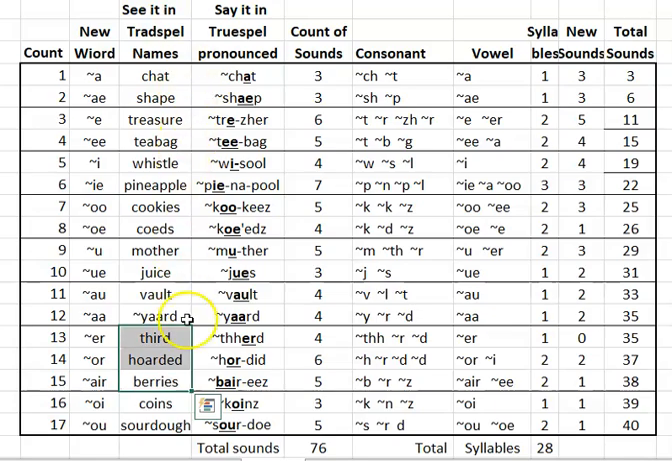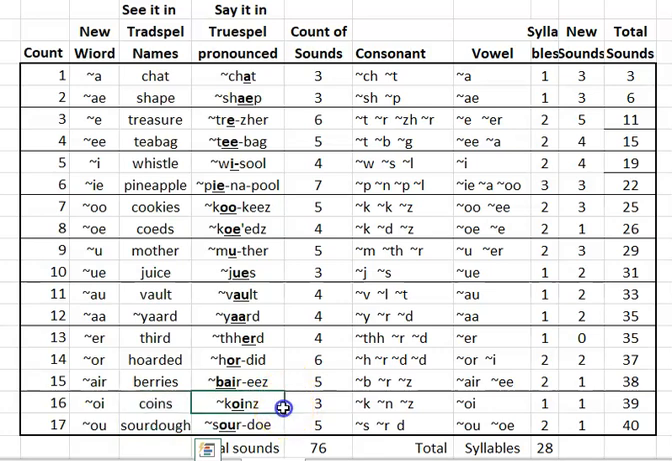Notice that hoarded has a D-I-D rather than a D-E-D. But it's hoarded. And the last two, we have the two rarest vowel sounds, and they are represented in these words. Coins. Sourdough.